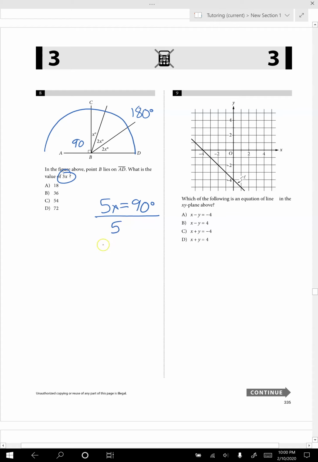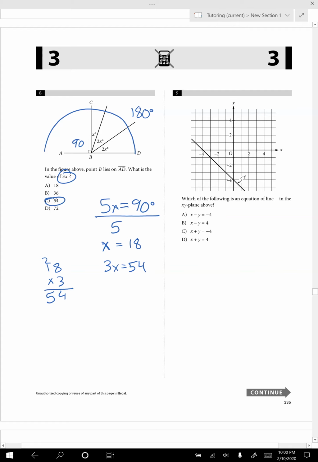Let's solve here. 90 divided by 5 is 18. But we want 3x, not 1x, so we're going to multiply everything by 3. And so 18 times 3 is 54. And so that is our answer.